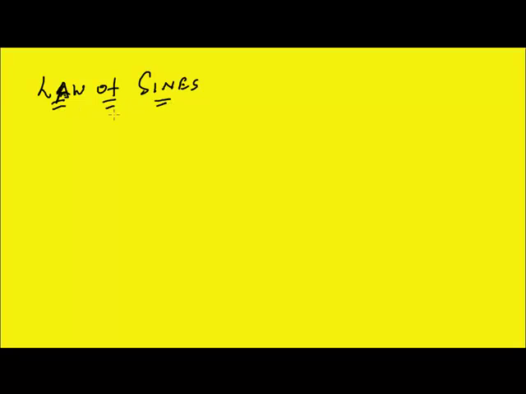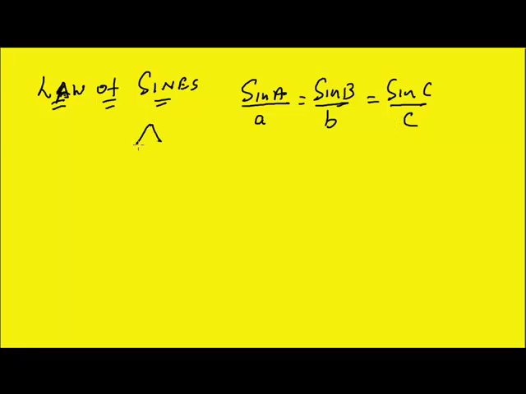Basically, the law states that if you have the sine of angle A and you know the side across from it, it's proportional to the sine of angle B and side B, and the sine of angle C to side C, in a given triangle ABC. Let's call the angles A, B, and C, and the sides across from them side A, side B, and side C. This will hold true for all triangles. Okay, this is the law of sines.